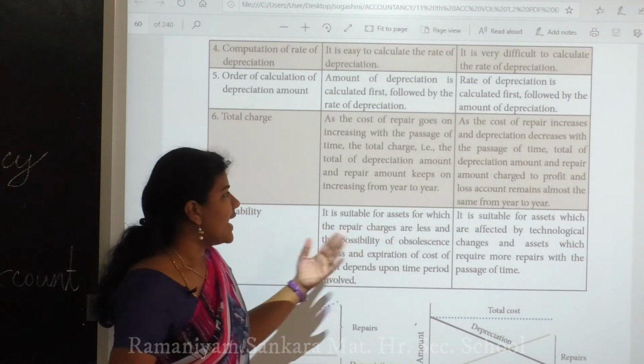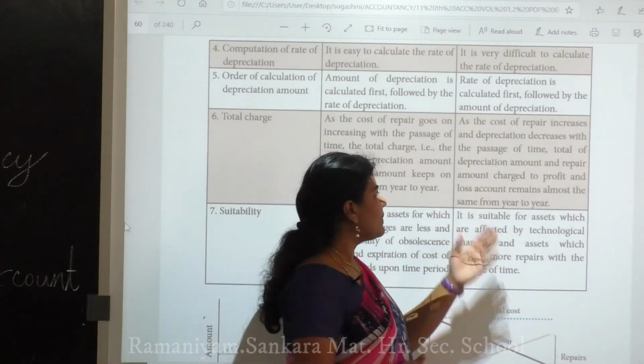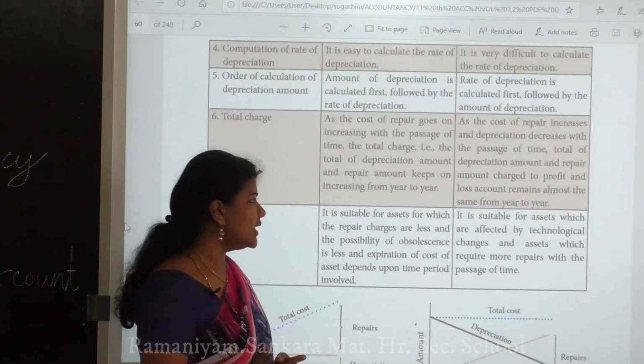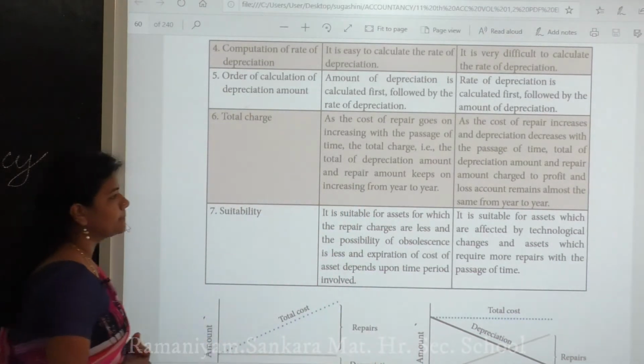Okay, so like that, the calculated total of depreciation amount and repair amount charged to the profit and loss account remains almost the same from year to year.